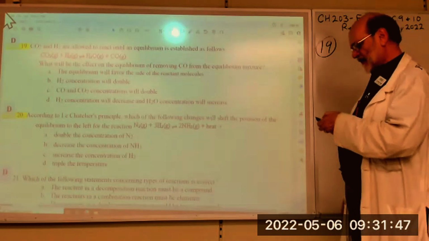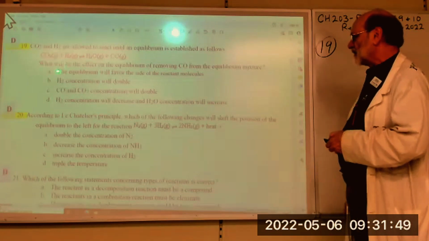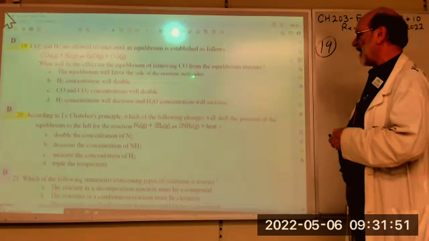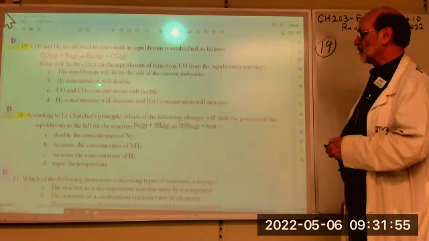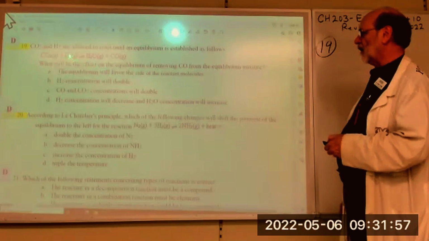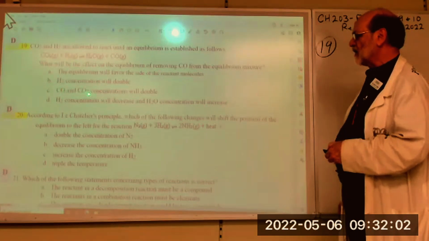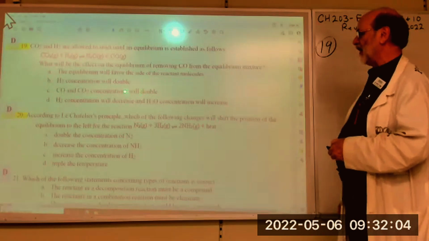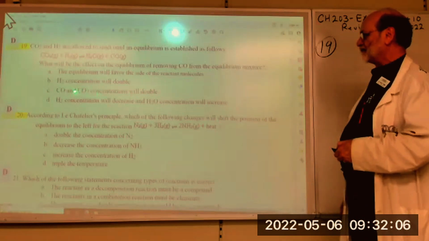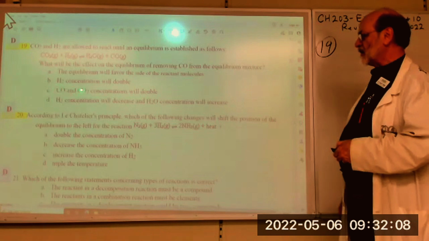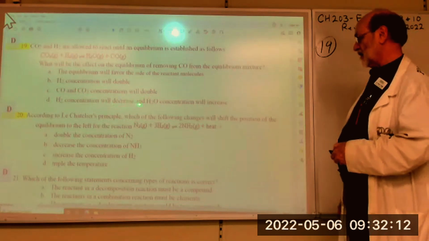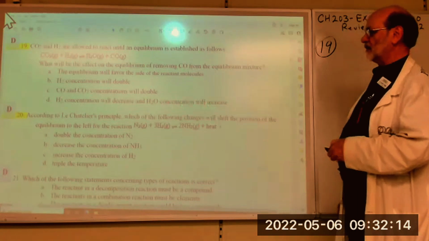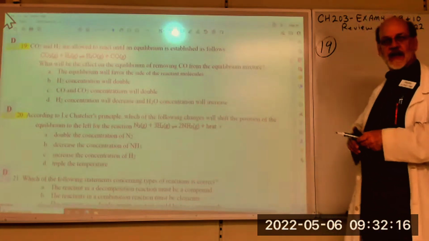So let's see. What is it saying? Equilibrium will favor the side of the reactants? Nope. It'll favor the products. H2 concentration will double? No, it'll decrease. Definitely won't double. CO and CO2 concentrations will, no, I don't think so. You're going to decrease CO2. H2 concentration will decrease, yes, and water concentration will increase. There you go. That's what will happen.